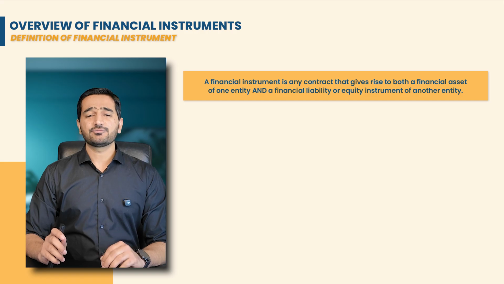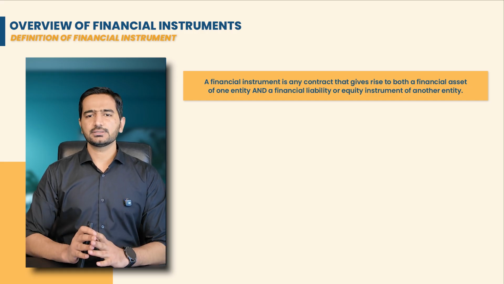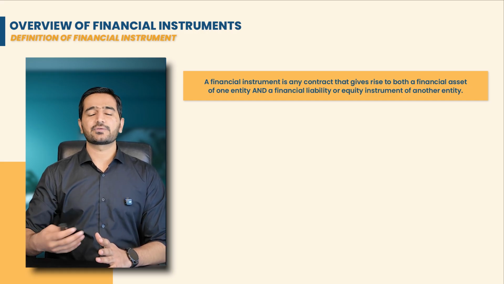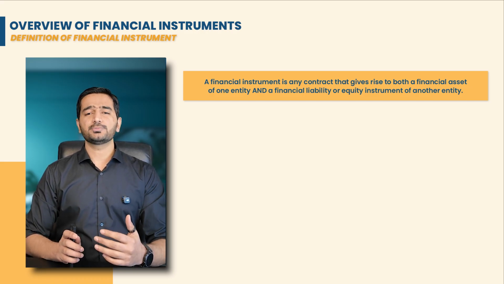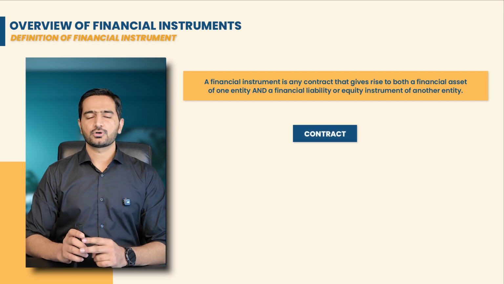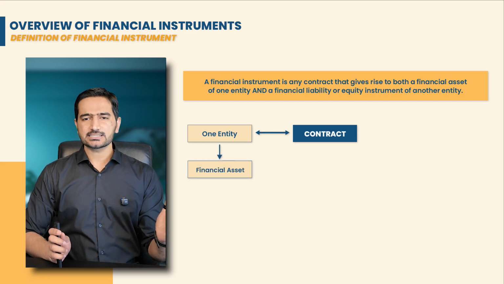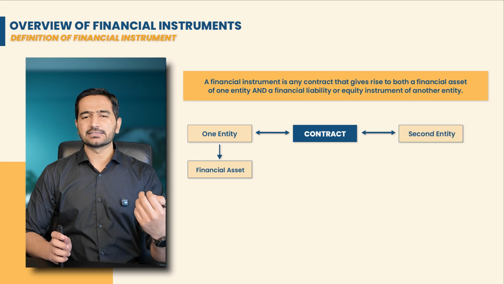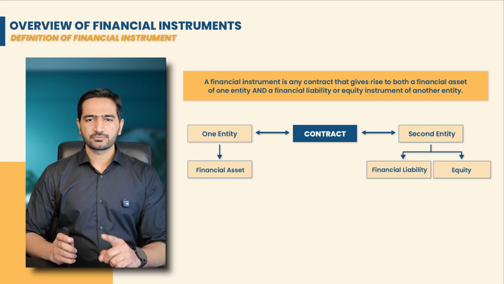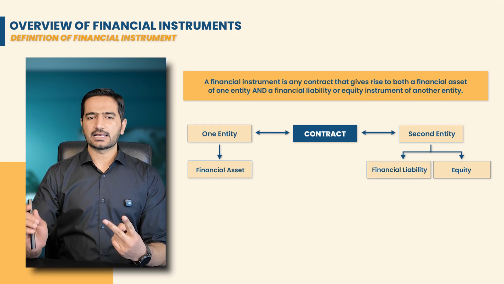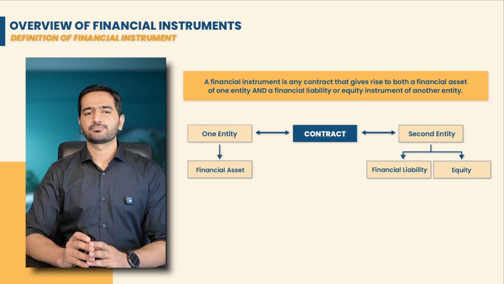My friends, this definition is telling us two things. First, financial instrument is a contract, that is, it arises from a contractual arrangement between two parties. And second, a financial instrument always involves two parties. On one side, one entity records a financial asset, and on the other side, the other entity records either a financial liability or an equity instrument. So there is one contract, two entities. One records an asset and the other records a liability or equity. That is a financial instrument.